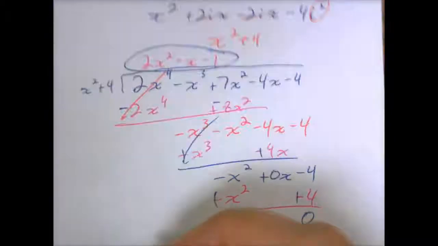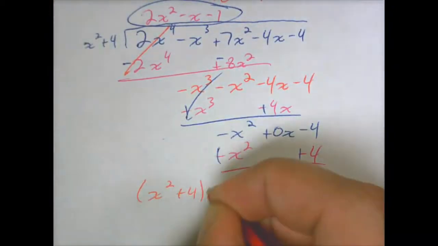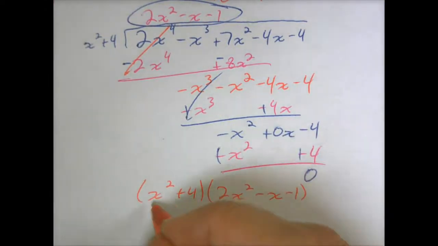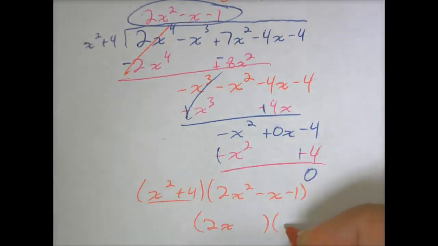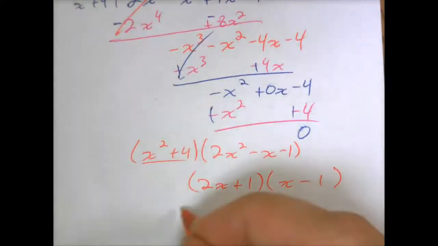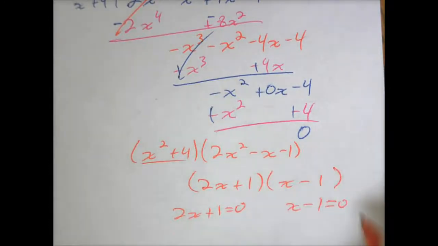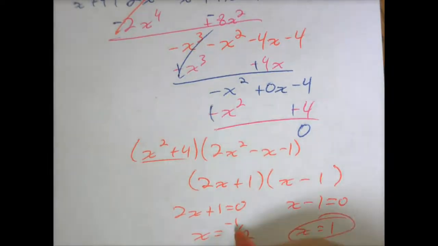So if this were factored, I have x squared plus 4 times 2x squared minus x minus 1. I got the zeros from the first factor, so I can factor this and get the zeros from that one. So that's how that factors. So your zeros, set it equal to 0. So there would be our other two zeros.